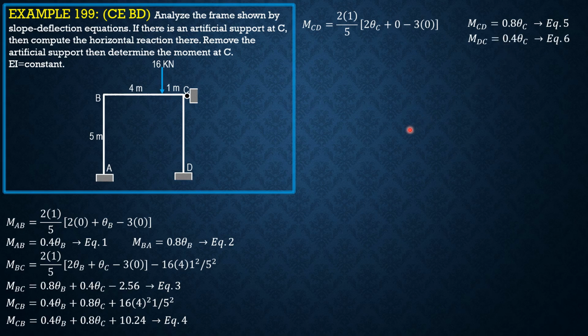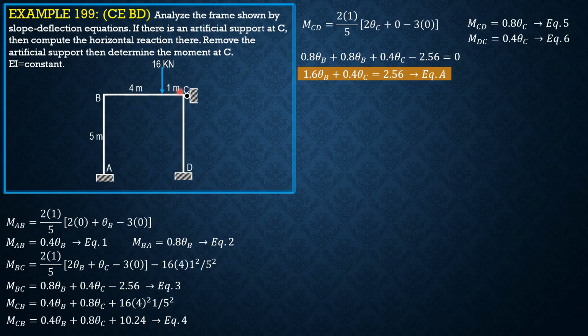Equation 6. Equilibrium at B, MBA plus MBC equals 0. So MBA 0.8 theta B plus 0.8 theta B plus 0.4 theta C minus 2.56 equals 0. So 1.6 theta B plus 0.4 theta C equals 2.56. We call that equation A.